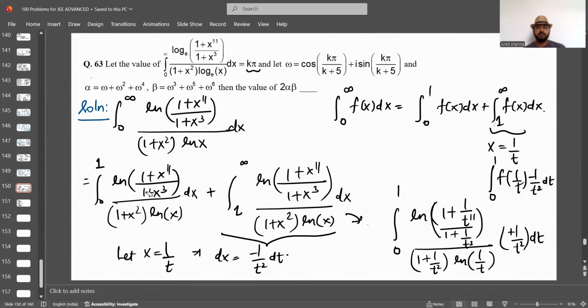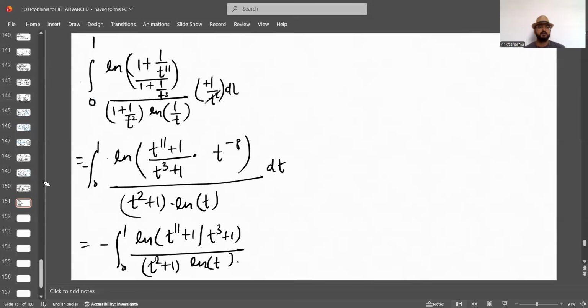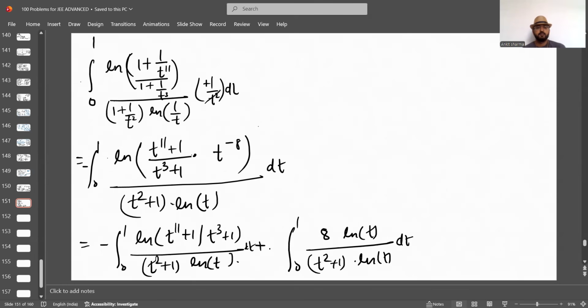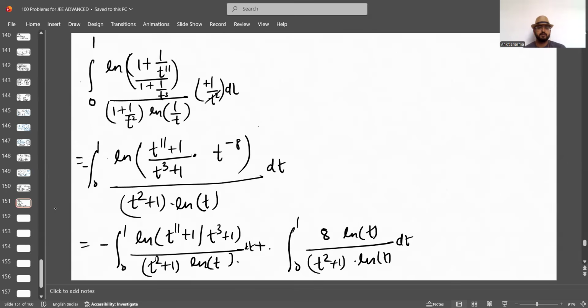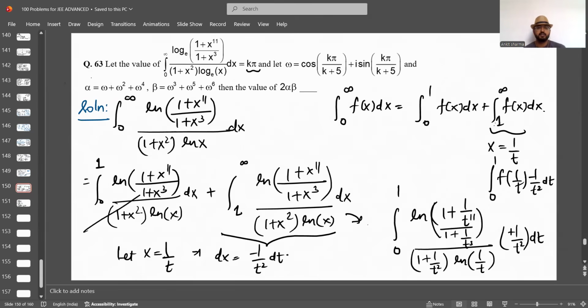Here x is 1 over t, so this is simply 1 over t squared. If I move further, I end up getting this. And then here I'll apply the log of m into n rule. So I'll be having minus, and minus of minus is plus. Then again the integral from 0 to 1, this will be 8 times ln over t squared plus 1 into ln t dt. So now the second part we have converted to this part, and if you look at this part and this part, this eventually gets cancelled.